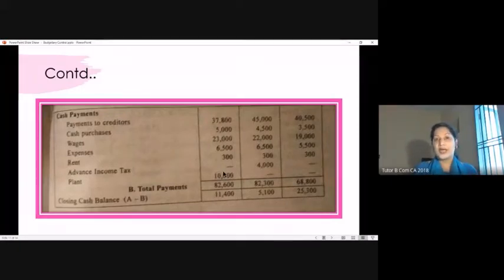But I again underline the area where you have to be very careful: the adjustments and their related months. There we need to be very careful.